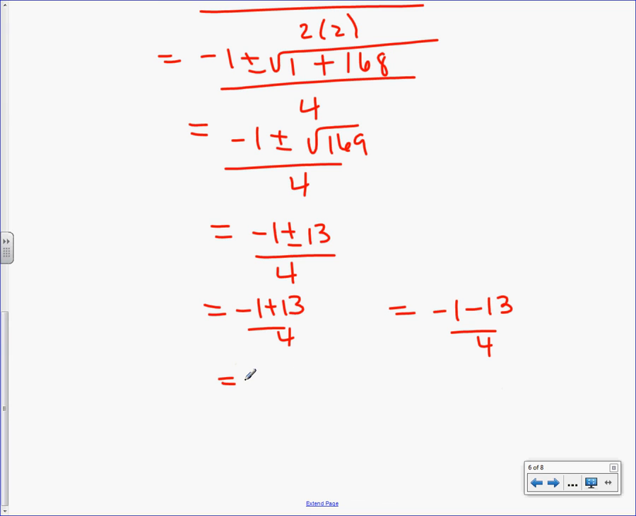What's negative 1 plus 13? 12 over 4 is 3. What's negative 1 minus 13? Negative 14 over 4 reduces to negative 7/2, which is what we had the first time. So if you don't remember factoring at all, it's totally fine. Just get it equal to 0 and do the quadratic formula. That's fine. It's just longer.